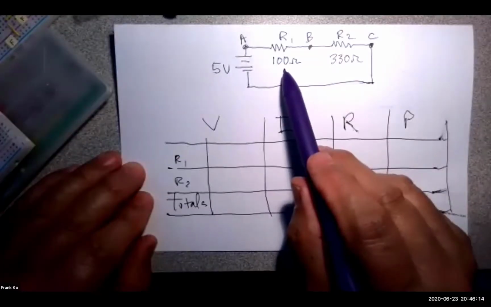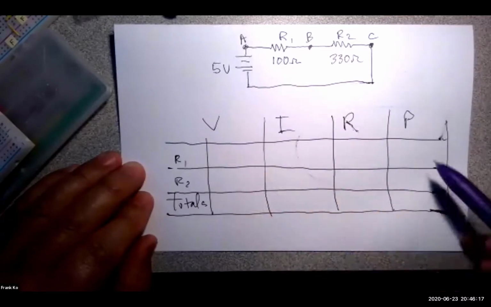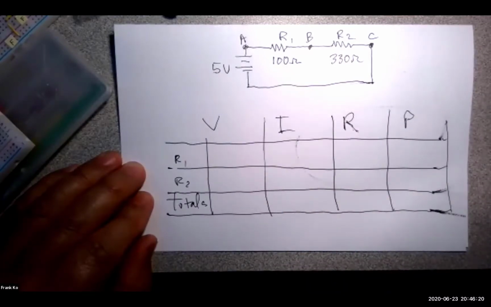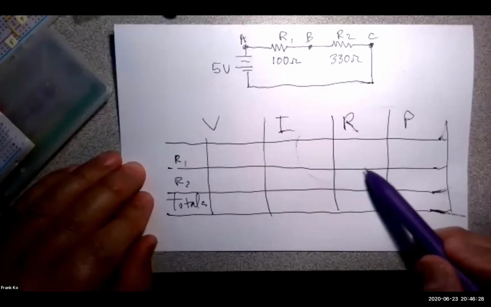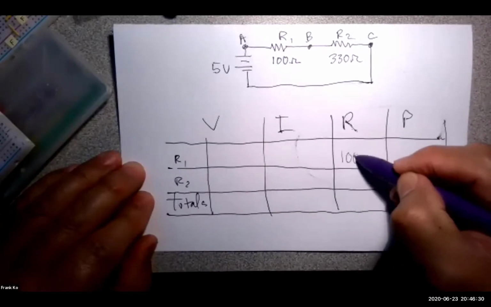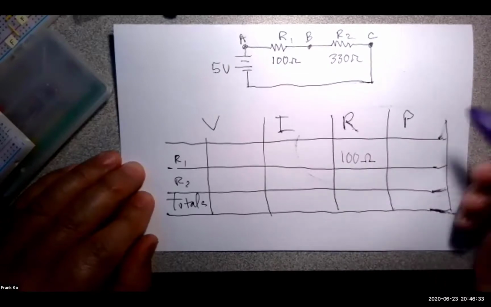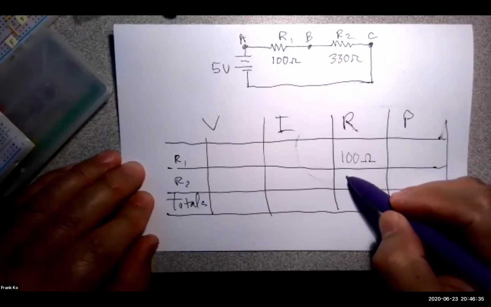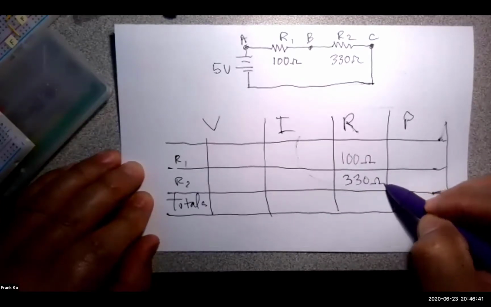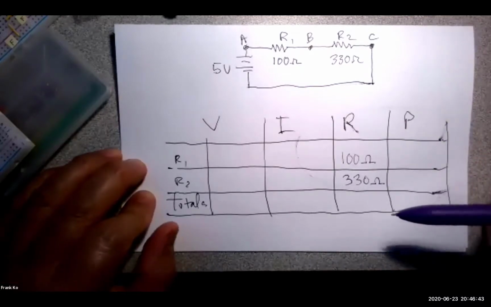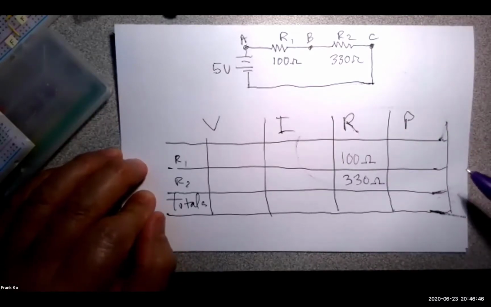R1 and R2. R1 is how many ohms? 100. Where in this chart do I write the 100 ohms? In the R column, in the R1 row, yes? So it's going to be this cell. I'm going to have 100 ohms here, yes? And by the same token, R2 should be in the R2 row, so it should be in this cell, 330 ohms. So are your 2 resistors, the 2 givens, filled in already? So far, so good.